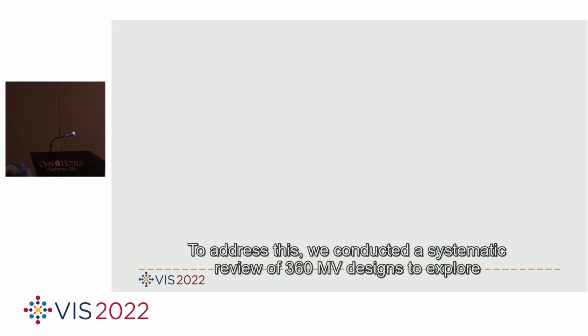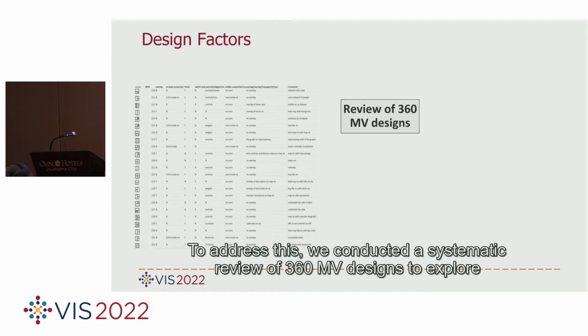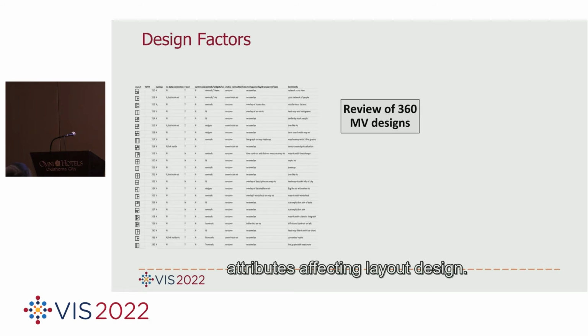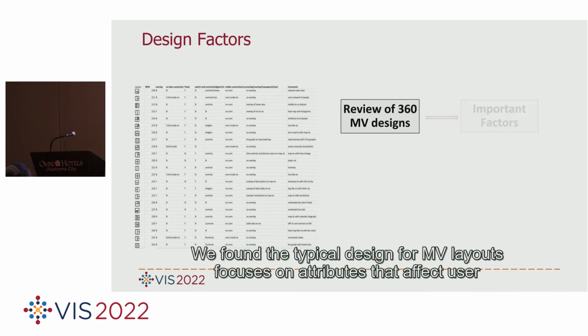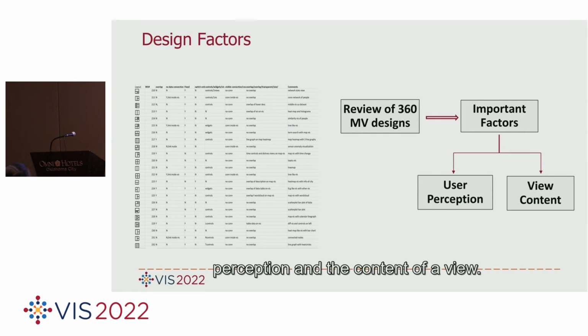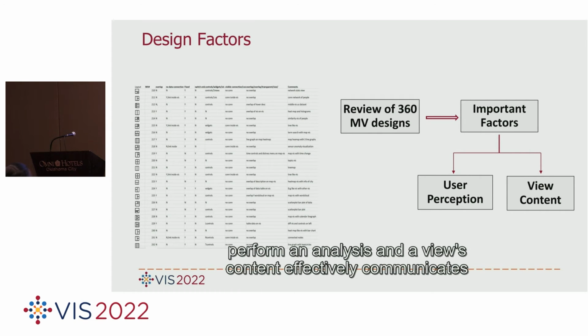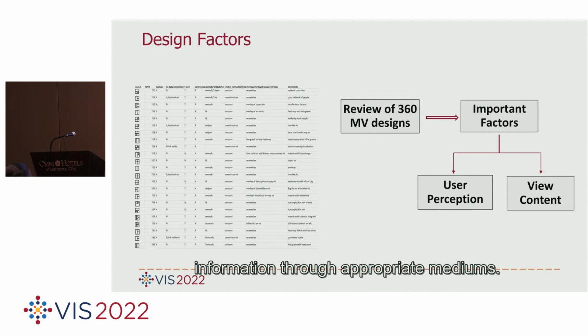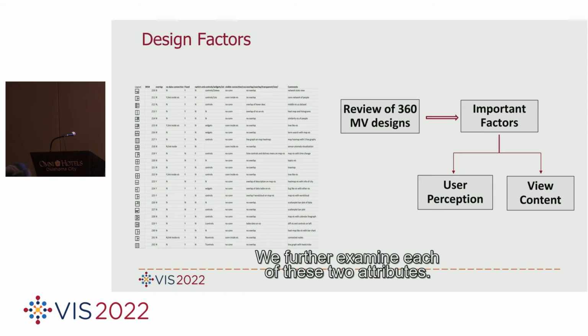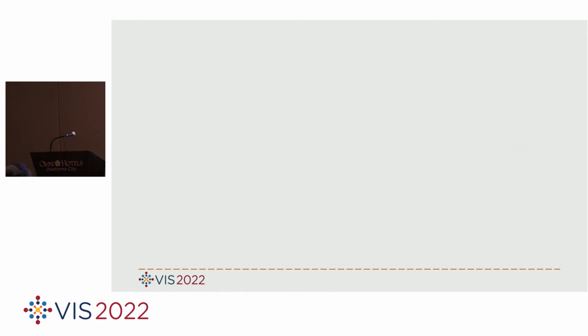To address this, we conducted a systematic review of 360 MV designs to explore attributes affecting layout design. We found the typical design for MV layouts focuses on attributes that affect user perception and the content of a view. A user's perception of the view affects their cognitive ability to perform an analysis, and a view's content effectively communicates information through appropriate mediums. We further examine each of these two attributes.